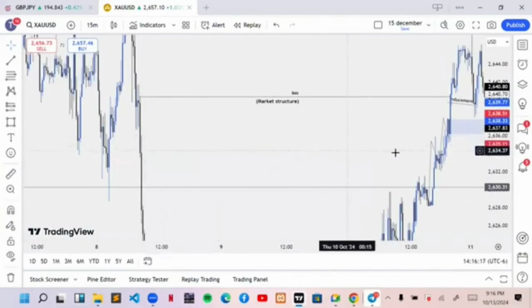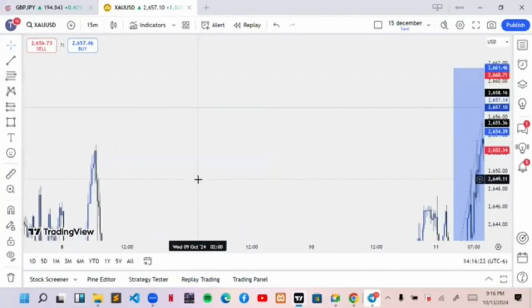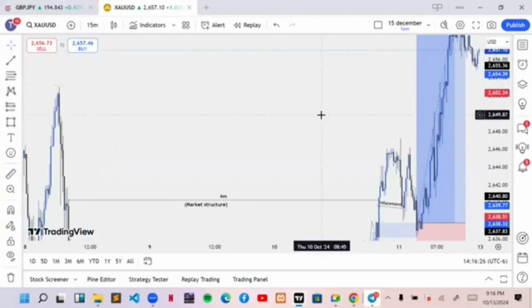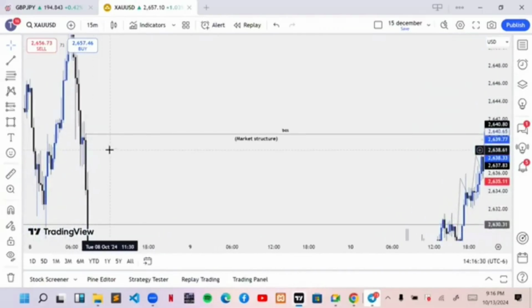This candle here is a break of structure. This one is a break of structure. If it breaks here, it's a break of structure. Break this high, it's also a break of structure. You understand? A key level in price. This is a key level in the market. This is a resistance level in the market.